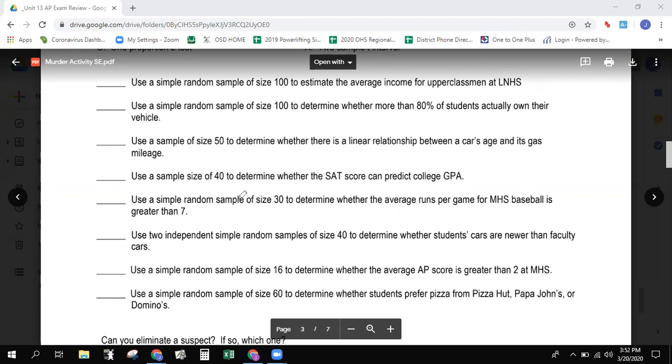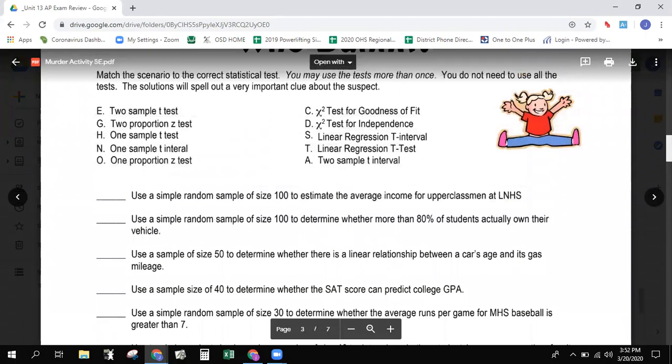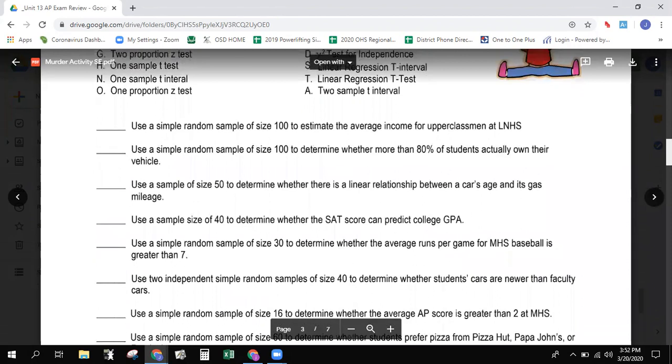Use a simple random sample of size 30 to determine whether the average runs per game is greater than 7. Oh, that sounds like a mean, and we're comparing it to a number, so that's going to be a one sample t-test. So that's going to be a T, one sample t-test.